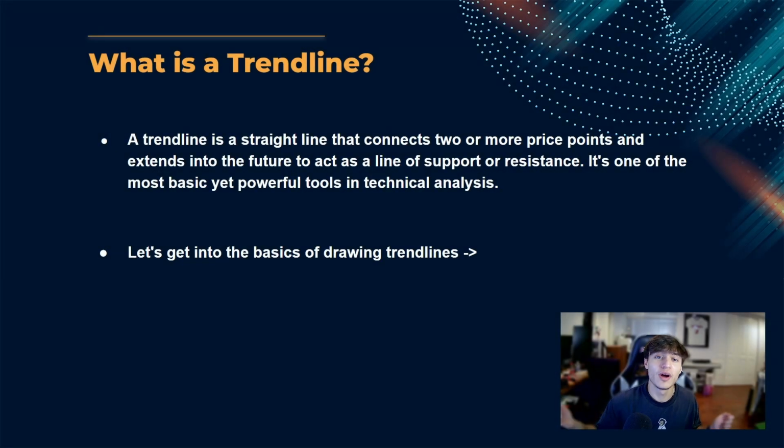All right, so what is a trend line? A trend line is a straight line that connects two or more price points and extends into the future to act as a line of support or resistance. It is one of the most basic yet powerful tools in technical analysis. So let's get into the basics of drawing trend lines.